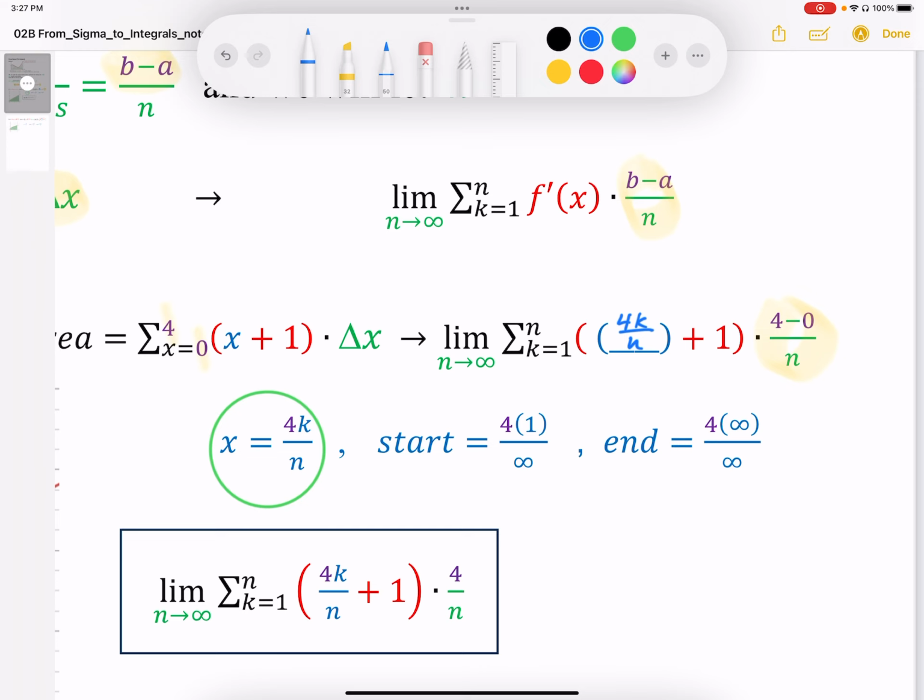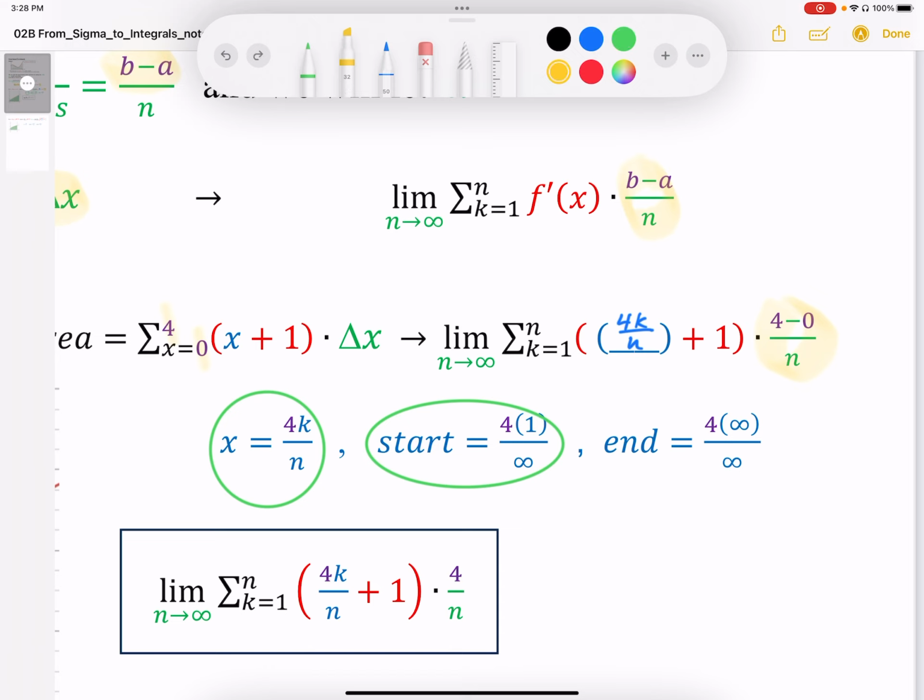So the 4 is going to help us establish the ending point. And if we notice that we're starting at x equals 0, that means we need to get 0 when k is equal to 1. So notice there's our k value.